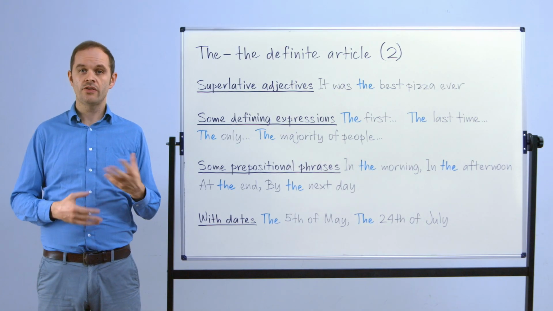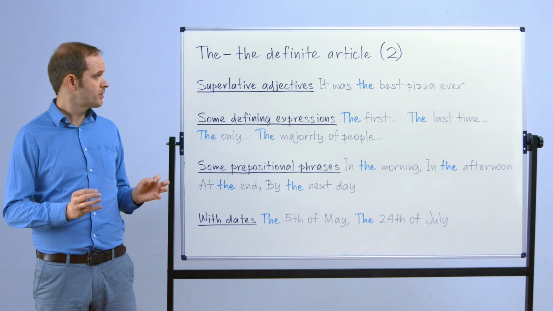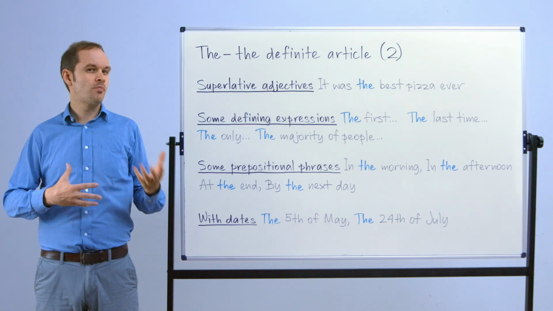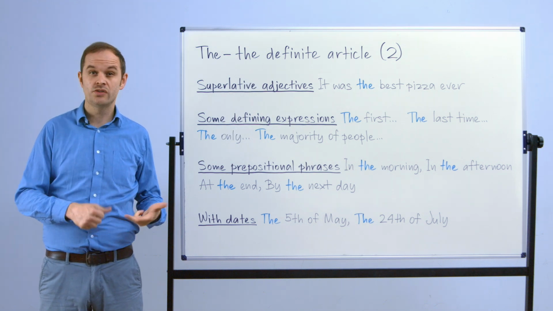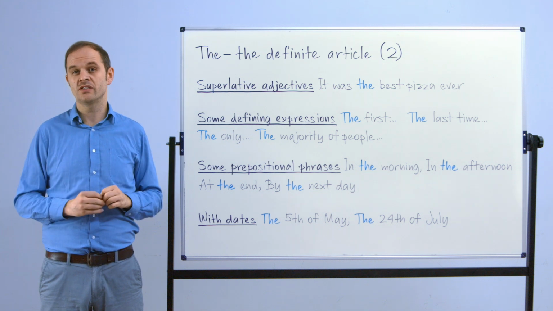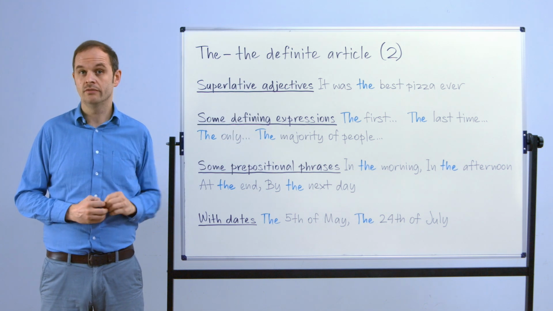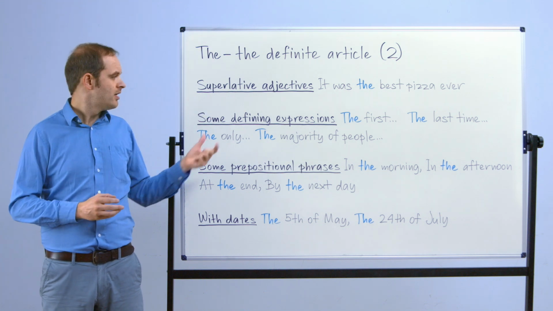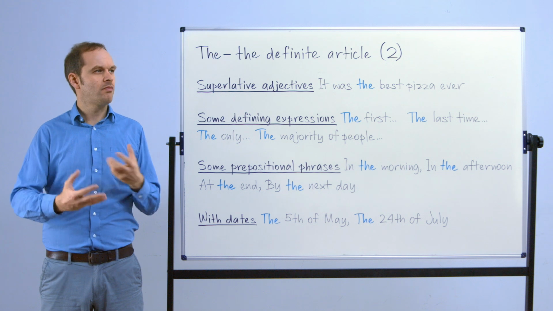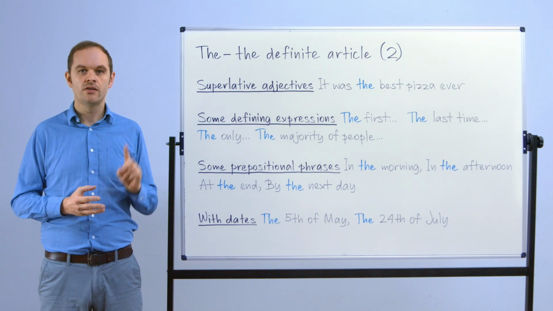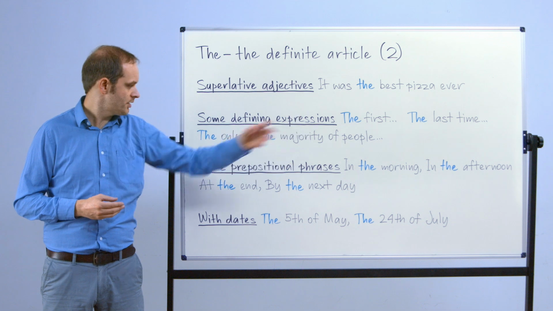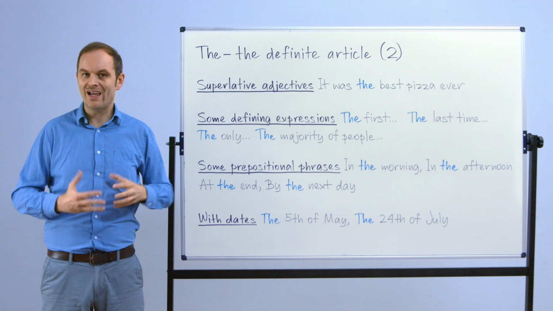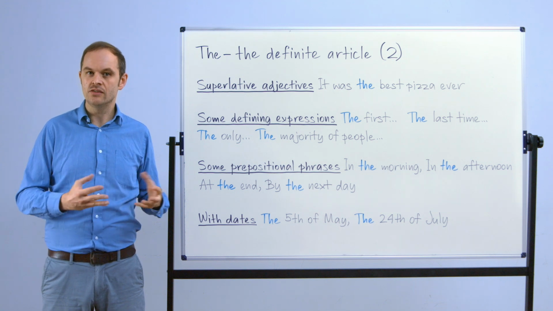So now we're going to look at some other uses of the definite article in English. For example, with superlative adjectives. It was the best pizza ever. So with those superlative adjective forms like best, worst, most, when you're using these adjective forms in a sentence, we include the definite article the, always. Some defining expressions in English use the definite article. By defining expression, an expression that really explains exactly what something is. For example, the first, the last time, the only, the majority of people. All of these expressions describe quite accurately, definitely what something is.